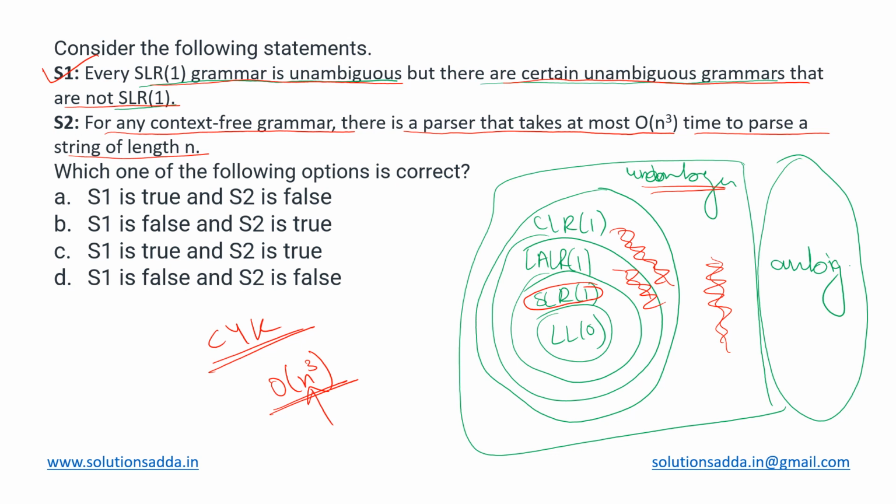So basically, we can parse any string as it is mentioned in this statement. There is an algorithm existing for this purpose. And if it is a context-free grammar, we can parse it and then derive the results. So this statement is also true. So we got both S1 and S2 to be true. Hence, the correct option would be C.